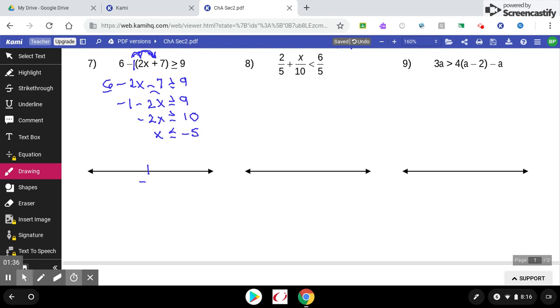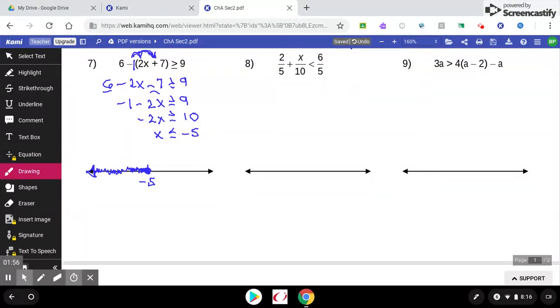The number line graph part, really easy. -5, more numbers to the right, more numbers to the left. I'm not going to bother putting more grid marks. Closed in circle because it's got the equal sign, the less than or equal to, and less than means shade to the left, or numbers smaller than -5.